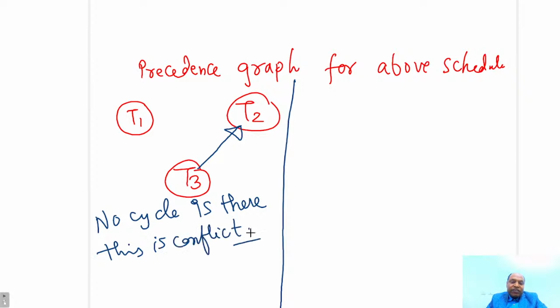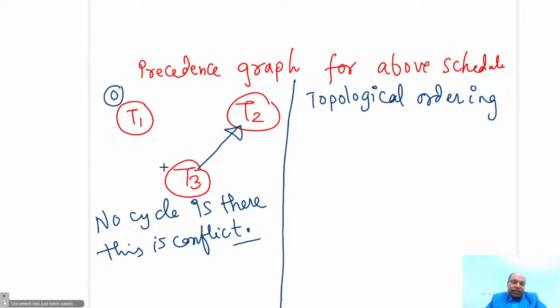Now how would we identify the order? Whenever we identify the precedence, it will be given by topological ordering. The incoming edge count for T1 is 0, for T3 is 0, and for T2 is 1. We will start with minimum incoming edges, that means it can be either T1 or T3.